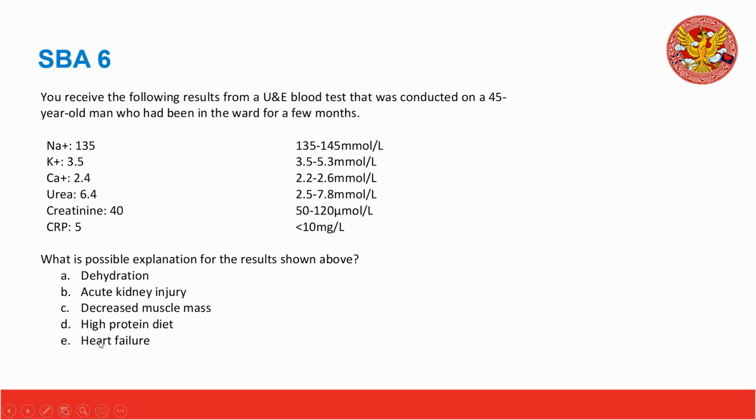And other stuff like high protein diet and heart failure, not really convinced. High protein diet increases your urea levels. Urea seems fine and doesn't necessarily have to do anything with creatinine. And finally, heart failure. Again, something that you won't necessarily see with this presentation. So the answer for this is your decreased muscle mass.